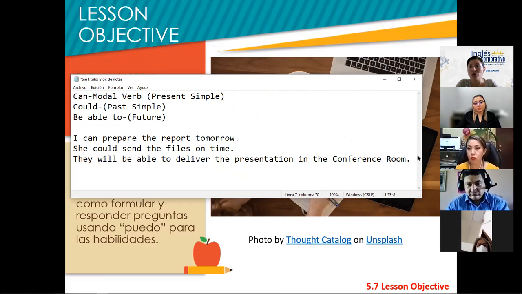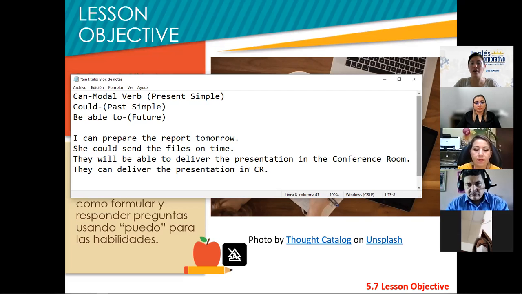Now, si yo vengo y digo, y quiero decir esto mismo, pero ahorita, ¿verdad? Viene un grupo de personas y me dice, teacher, ¿y dónde pueden hacer ellos la presentación? Ahí traen todo su equipo, bla, bla, bla. Entonces tengo yo y les digo, they can deliver the presentation in the conference room, right? Ah, okay, right. Entonces, let's go ahead and take them there.